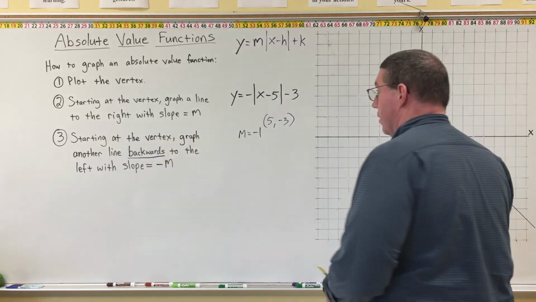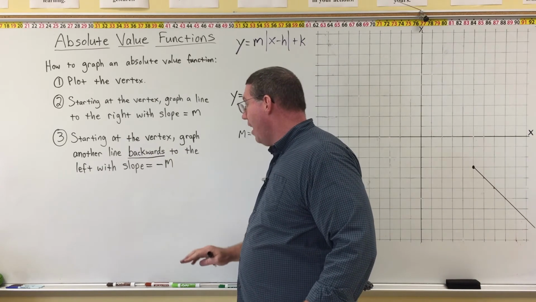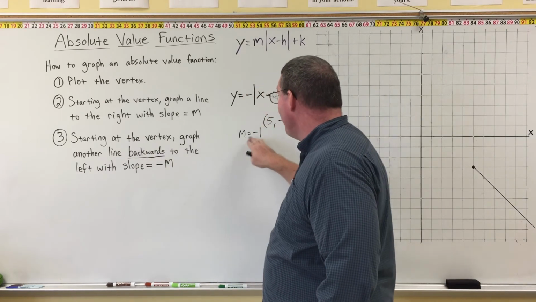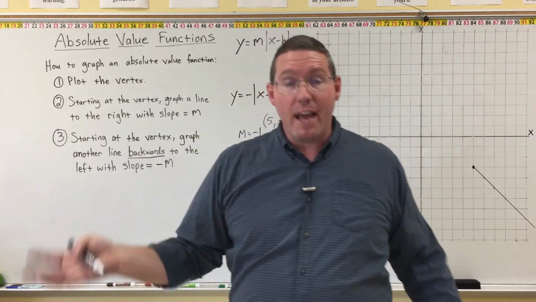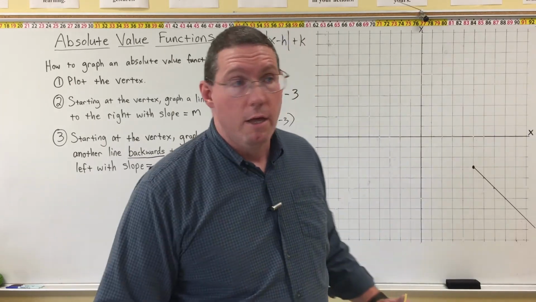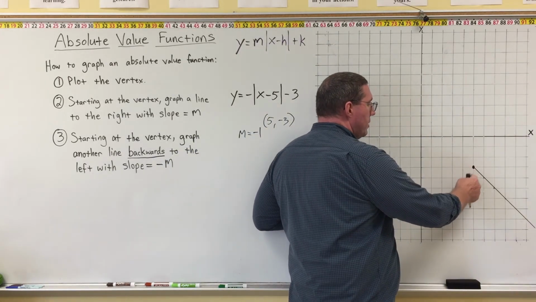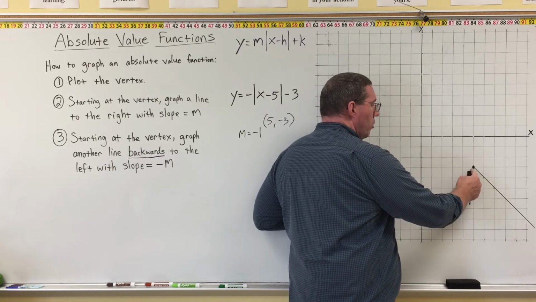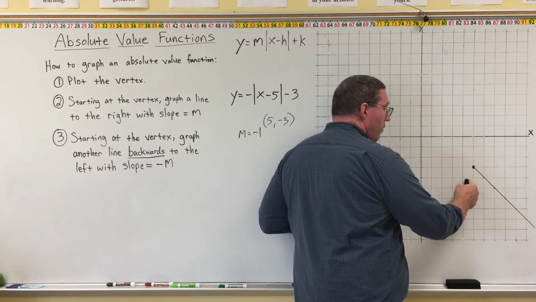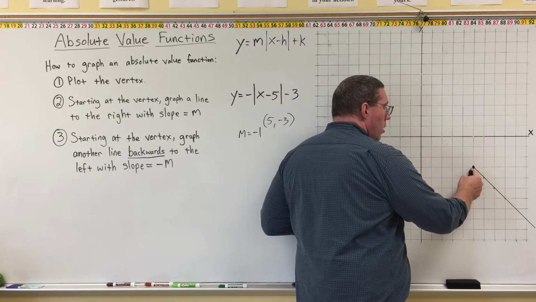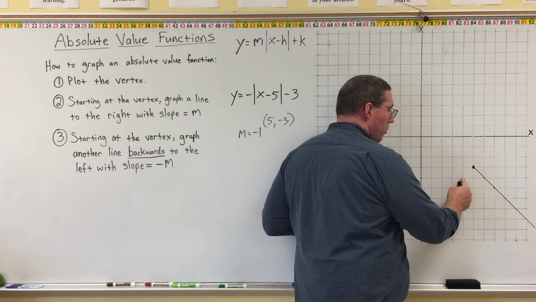Now it says, starting at the vertex, graph another line backwards to the left with slope negative m. So if m is negative 1, this one's going to be negative negative 1. Negative negative 1 means positive 1. So over here, now like I said, instead of going down one, forward one, since it's positive, we can either go back one. Well, really, we're going to have to go back one, down one, okay?